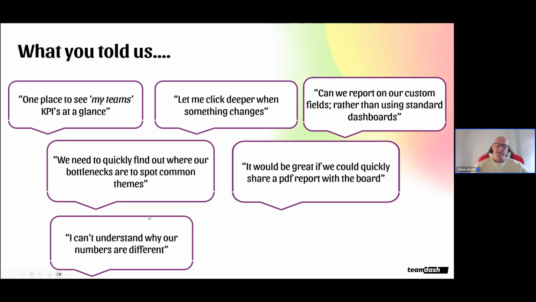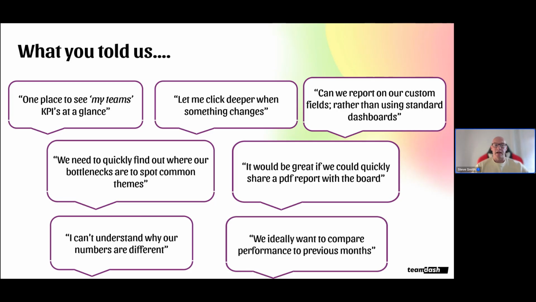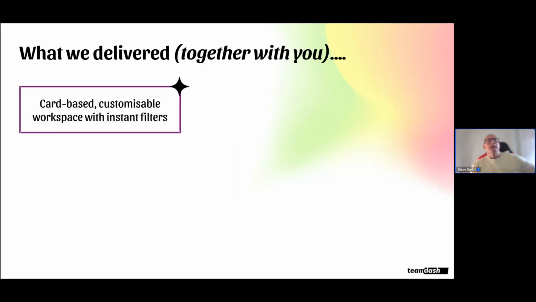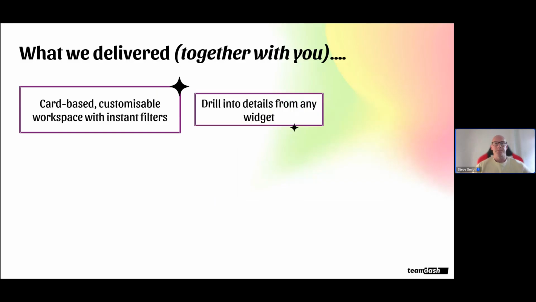Can't understand why numbers are different. This is something which came up on occasion. And the answer was usually stages haven't been categorized or they've been miscategorized, which was fine. We could tell you that, but then it was a bit of a job for you to go in and perhaps identify all of these. So our new AI tool is going to help you do this instantly. And the comparison between previous months was another big ask. So what we delivered together with you was a card-based customizable workspace with instant filters, super easy to use, one page.